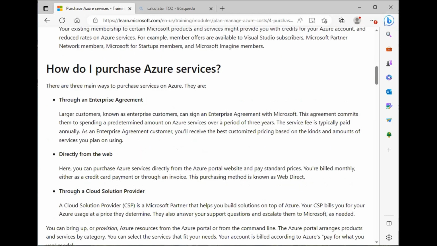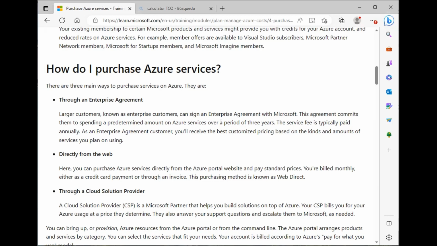Okay, how do I purchase Azure services? There are three main ways to purchase services on Azure. They are through an enterprise agreement, directly from the web, and through a cloud solution provider. In an enterprise agreement, larger customers known as enterprise customers can sign an enterprise agreement with Microsoft. These agreements commit them to spending a predetermined amount on Azure services over a period of 3 years. The service fee is typically paid annually.